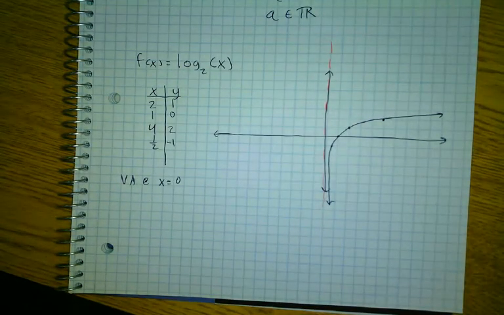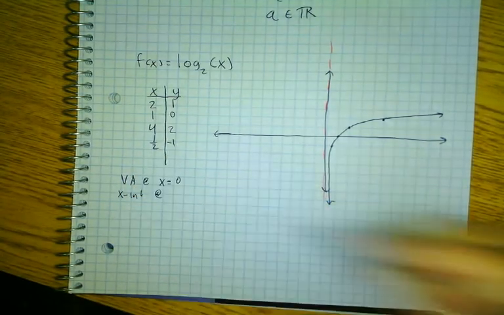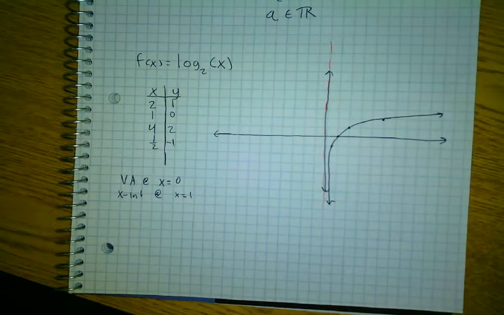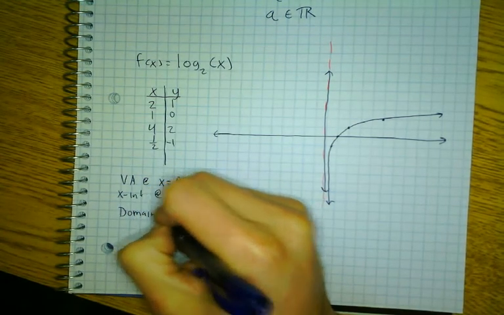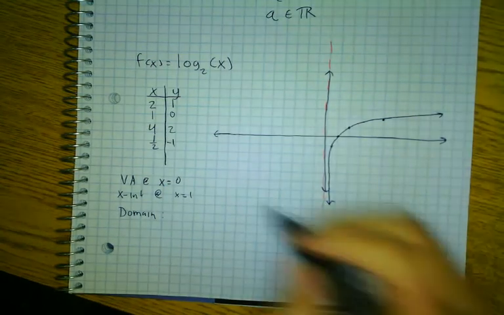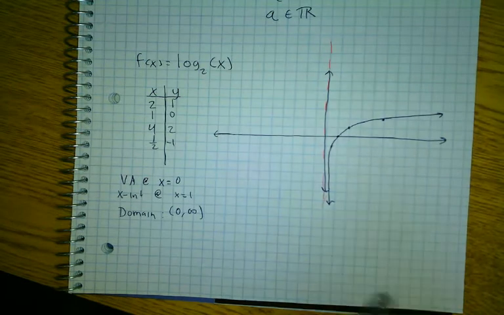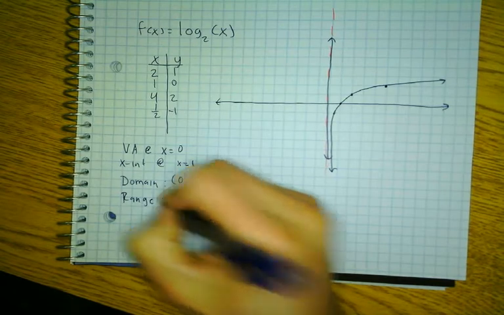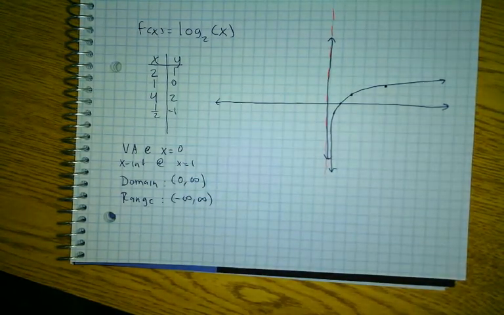Let's describe it real quick. We know it has a vertical asymptote at x equals 0. Does it have an x-intercept? At x equals 1, or (1, 0). Does it have a y-intercept? No. What's the domain? 0 to infinity, not including the 0. And what is our range? Negative infinity to infinity. We're good so far?